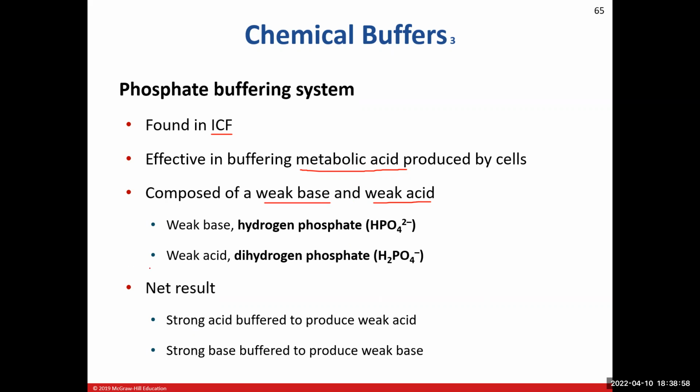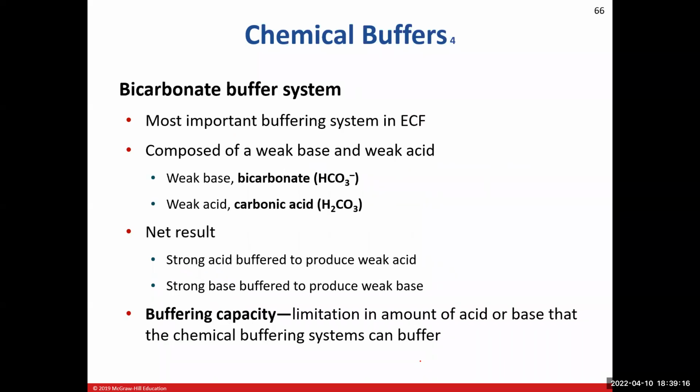So basically, when we check out the net result of all this, and this is going to be common for what we're talking about, a strong acid can be buffered and produce a weak acid. And then therefore also a strong base can be buffered to produce a weak base. And we're going to see that also here with the bicarbonate buffer system. All right, same thing. If you jump down here, when we look at the net result, the same thing with the bicarbonate buffer system. A strong acid can be buffered to produce a weak acid, and also a strong base can be buffered to produce a weak base.